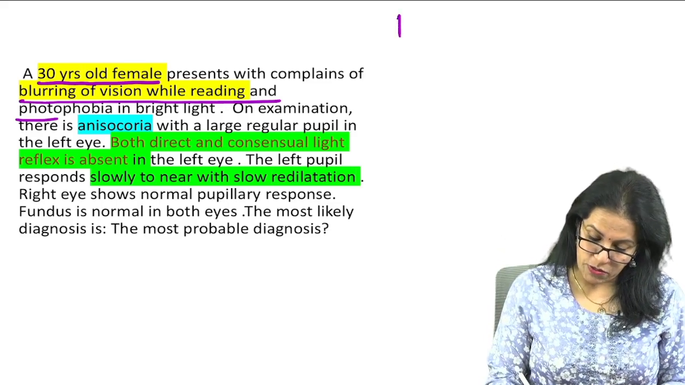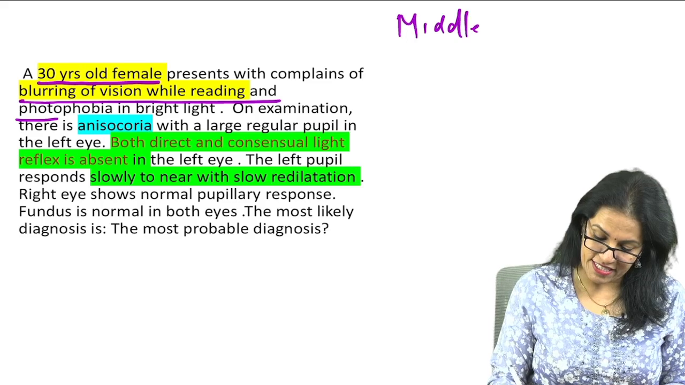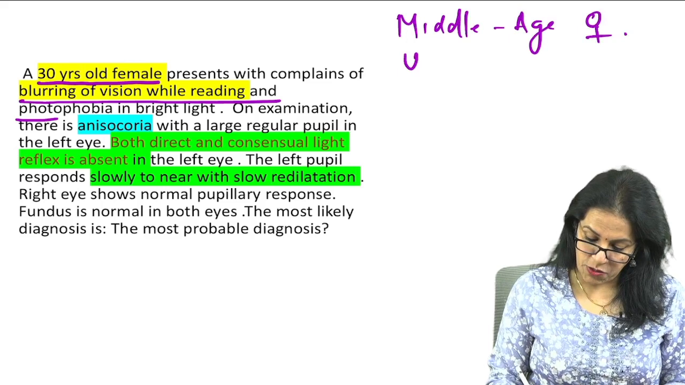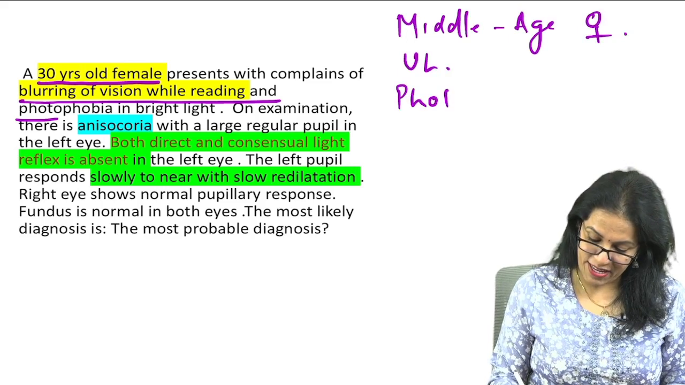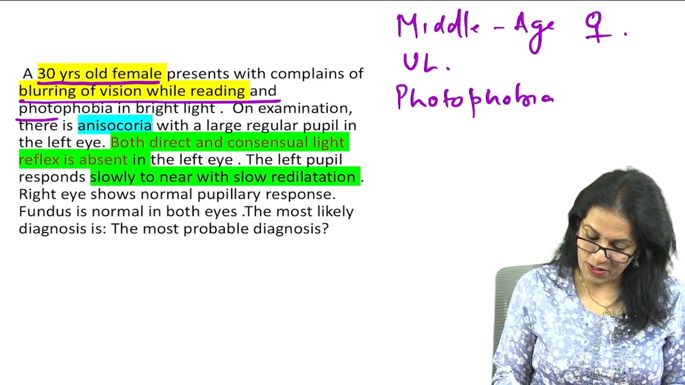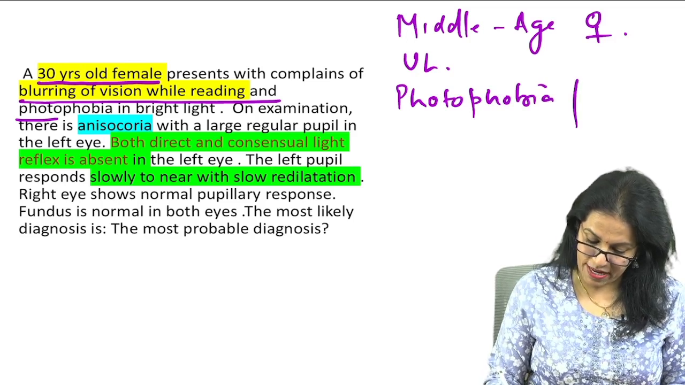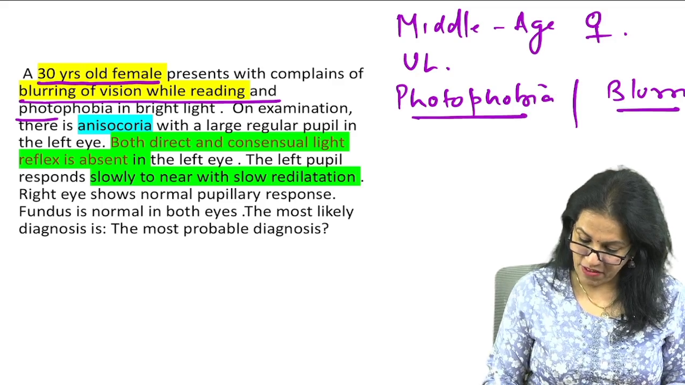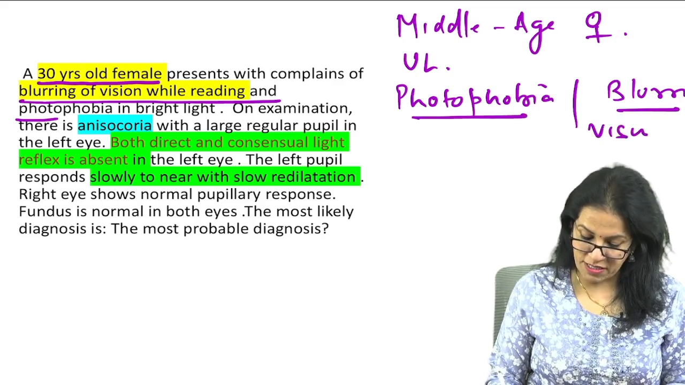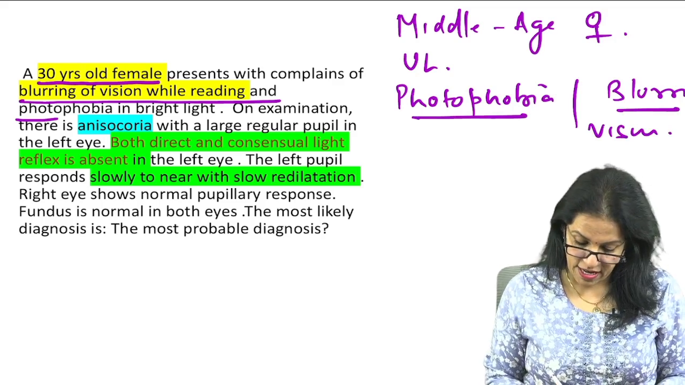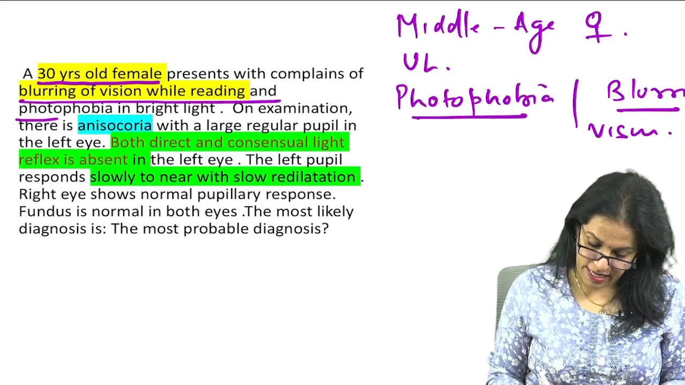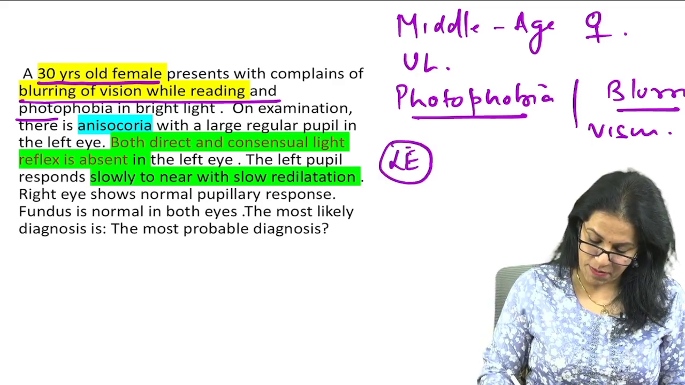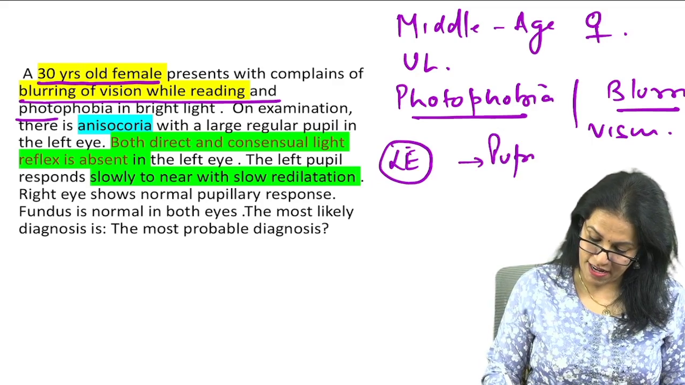If I am going to sort it out, I will sort it out this way. My patient is a middle-aged female with a unilateral condition, complaining of photophobia and difficulty in reading, and blurring of vision during reading. That means we look at the pupil size. As it is given here, the left pupil is large and regular. So we are talking about the left eye, where the pupil is large and regular.